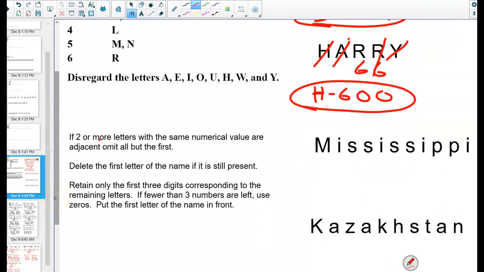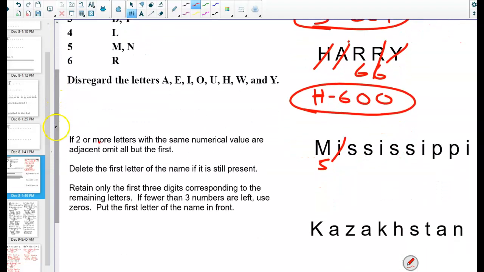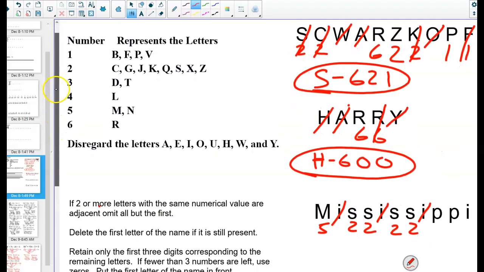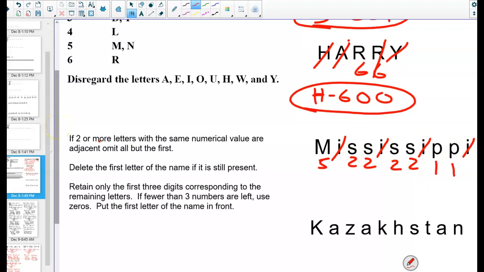Mississippi, M is 5. The I goes away. The S's are 2's. The I goes away. 2's. The I goes away. And the P's are 1's. And the I goes away. So in this case, that second 2, that second 2, and that second 1 go away. But see how these 2's are also next to each other? The fact that I is in between means you don't eliminate those 2's. Okay? You keep these as well. We eliminate the first letter, and then it's M221.